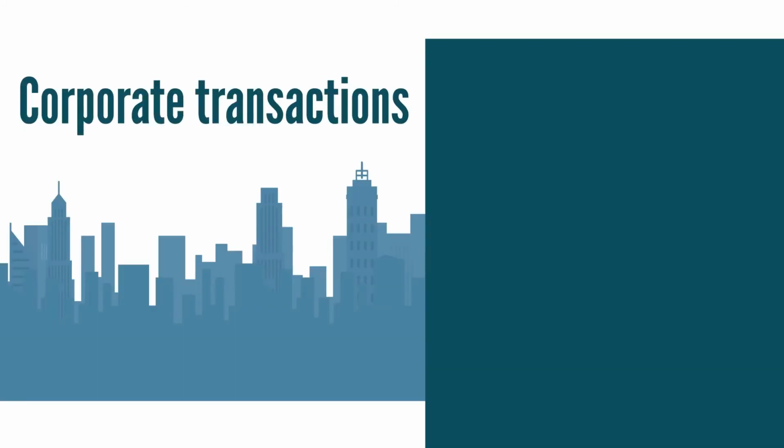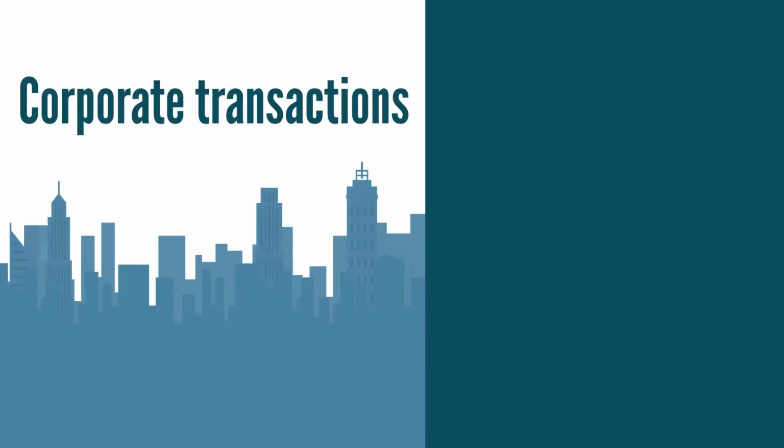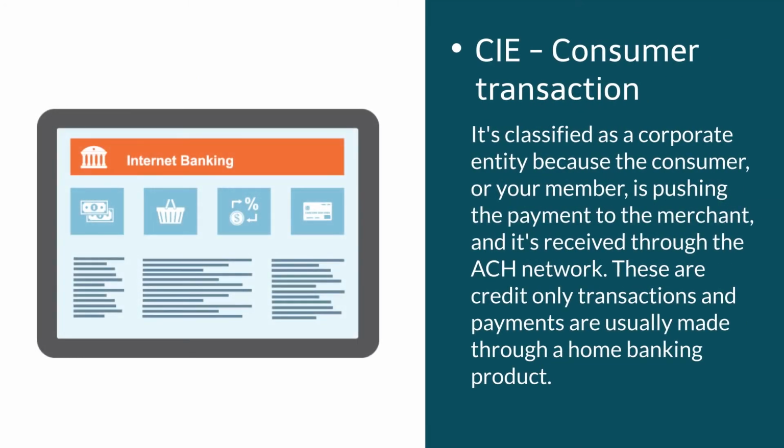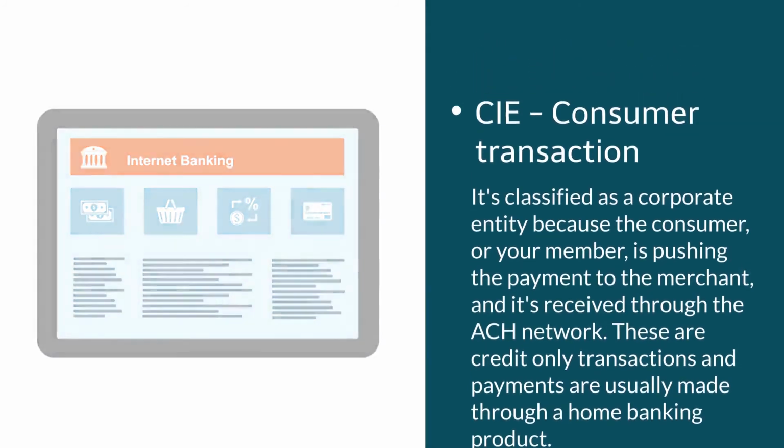We've looked at various consumer transactions. Now let's focus our attention on corporate transactions. We'll cover CCDs, CIEs, and CTXs. The Consumer-Initiated Entry, or CIE, is a consumer transaction. However, it's classified as a corporate entity because the consumer, or your member, is pushing the payment to the merchant and it's received through the ACH network. These are credit-only transactions, and payments are usually made through a home banking product.